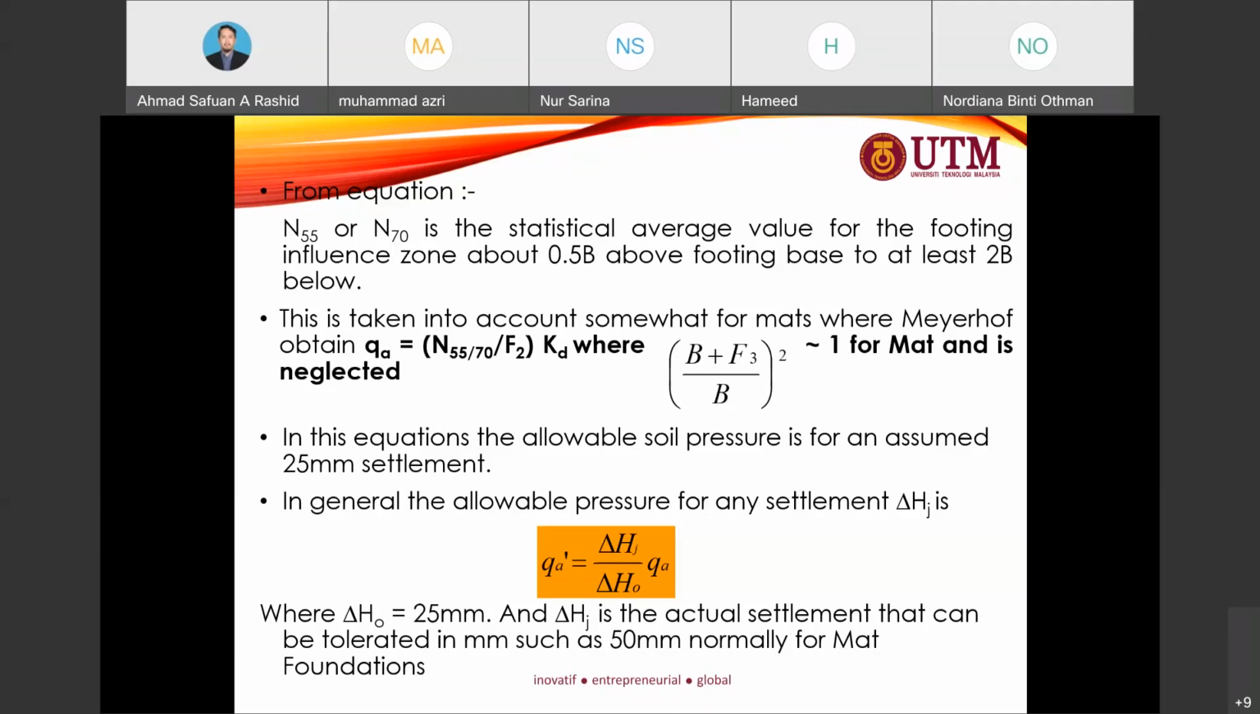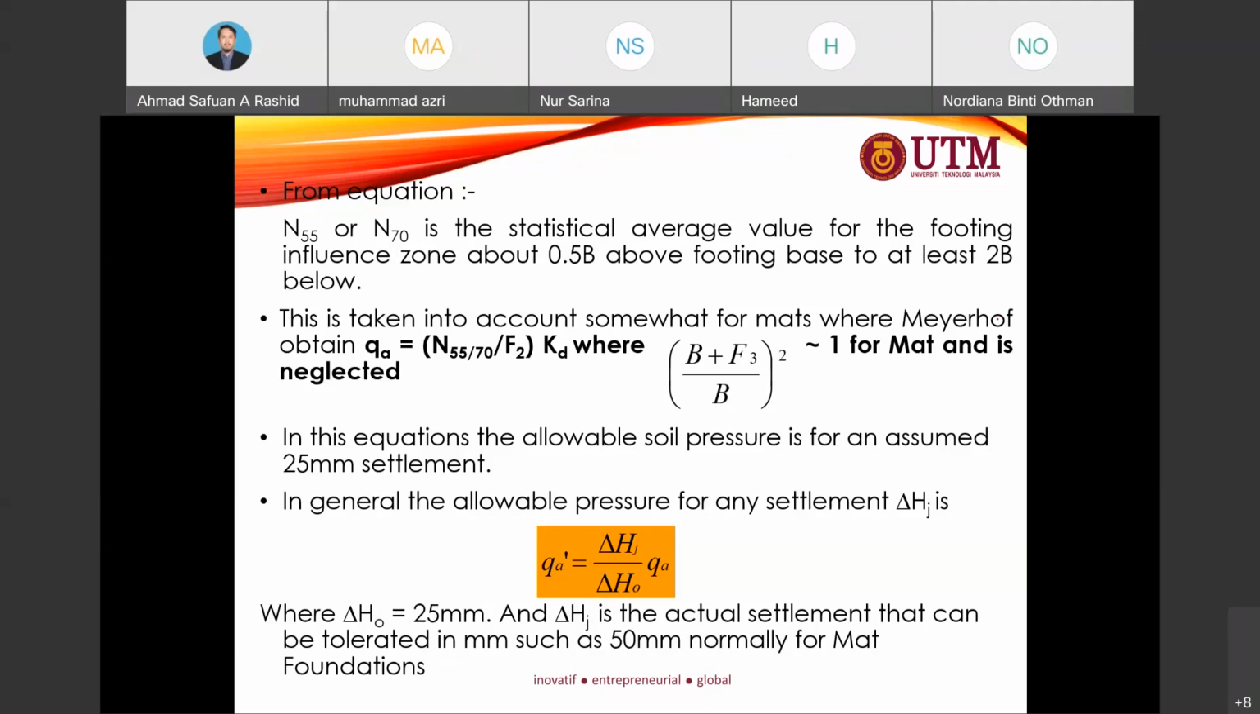Where delta H is equal to 25 and delta Hj is the actual settlement that can be tolerated in mm, such as 50 millimeter normally for mat foundation. So this is the approach to get the value for the QA for the mat foundations.